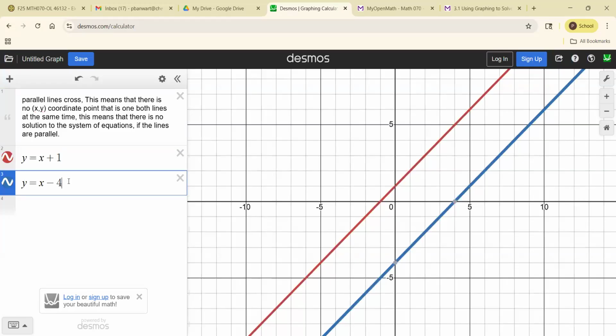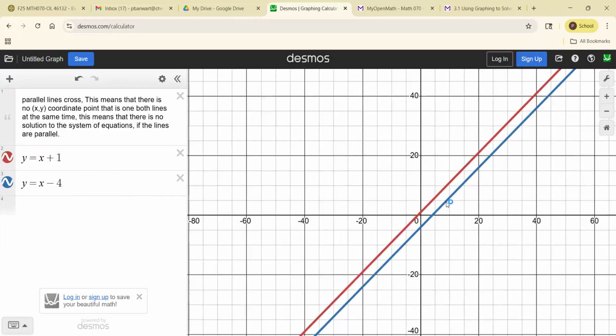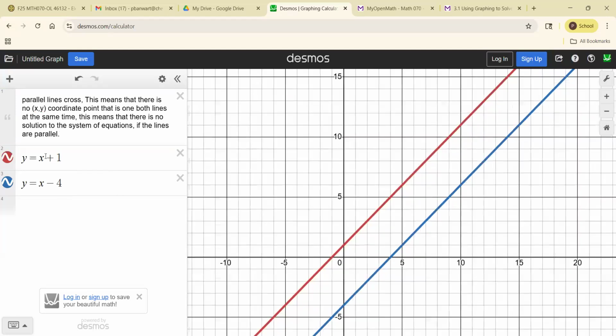If you're trying to solve a system of two equations and your lines are parallel, you're never going to find a point that's on both of those lines. So there is no coordinate pair that satisfies both equations at the same time. And so there is no solution. There's no solution to this system of equations. Now, it's pretty easy to see from the formulas that these lines have the same slope because they were both written in slope-intercept form, and the slope was 1 in both cases.